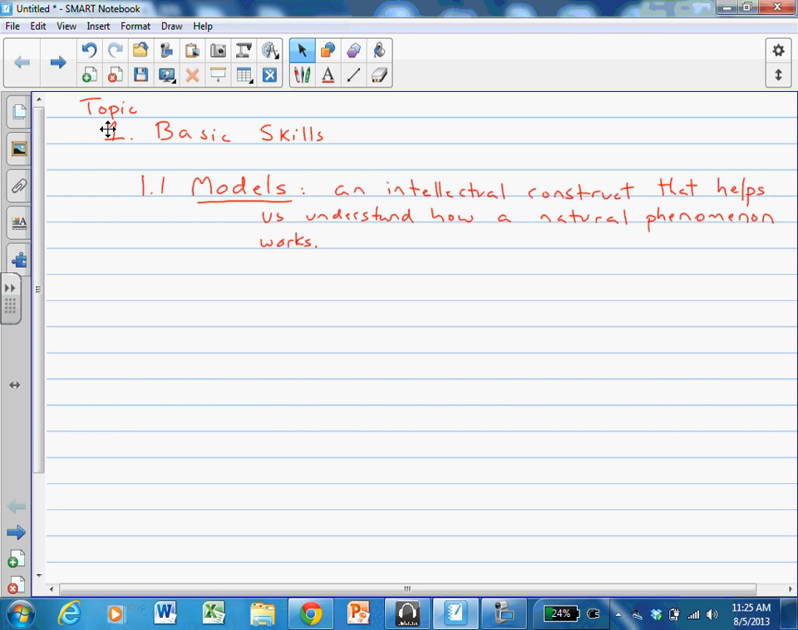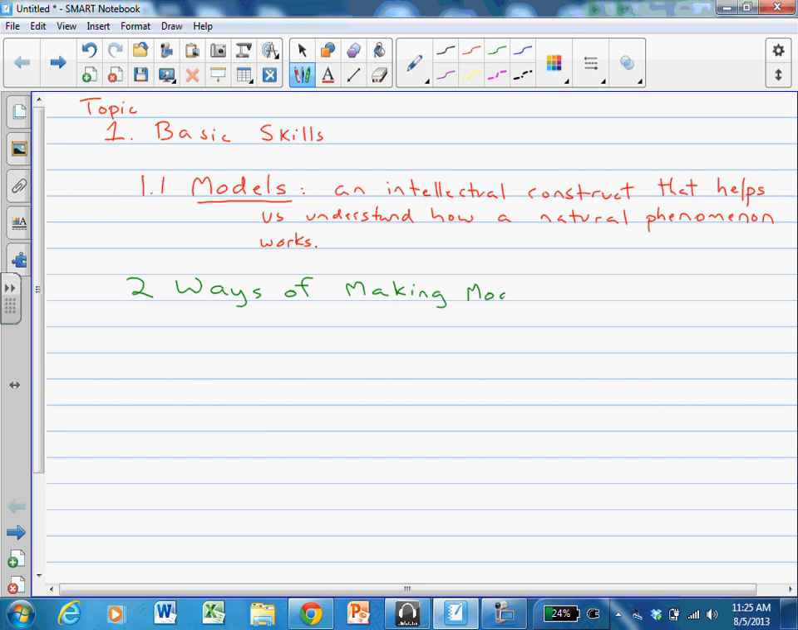And so today we'll talk about two ways of making models. Okay? The first way is simplification. And simplification is just what it sounds like. Stripping a problem down to its basic components.